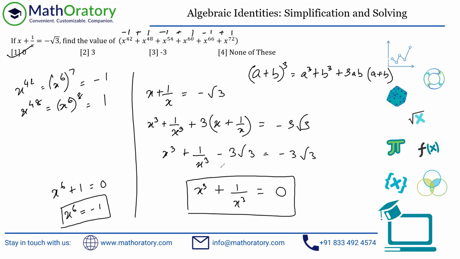Why try to get the x cube plus 1 by x cube? Because once you get that, multiplying it here, it gives us x to the power 6, right? So that's it for this problem. That is all I want to add to this particular problem. Hopefully everything was understood. Thank you.